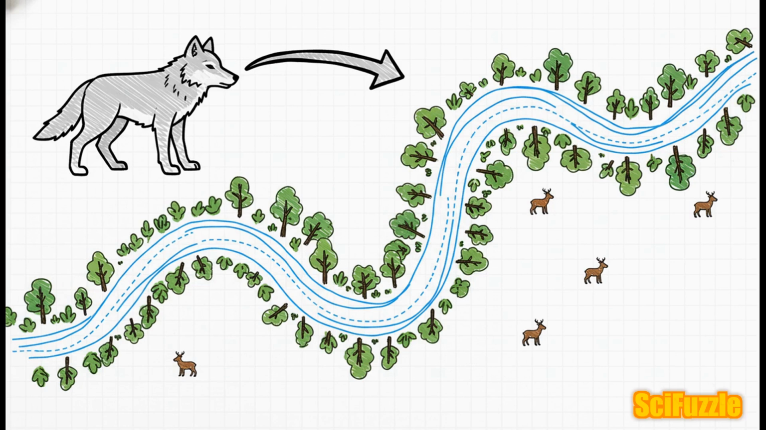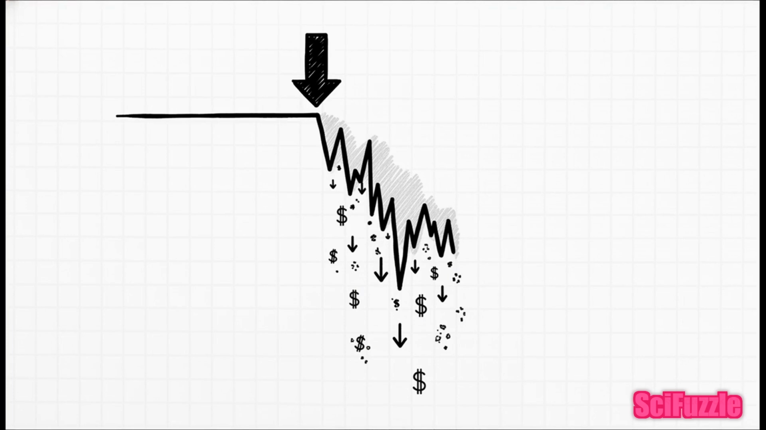The wolves changed the behavior of the elk, which allowed plants along the rivers to grow back, which then stabilized the riverbanks so much that the rivers themselves literally changed their course, all from one species. And in economics, you bet, it shows how one tiny event can get amplified through all these feedback loops and trigger a massive financial crisis.